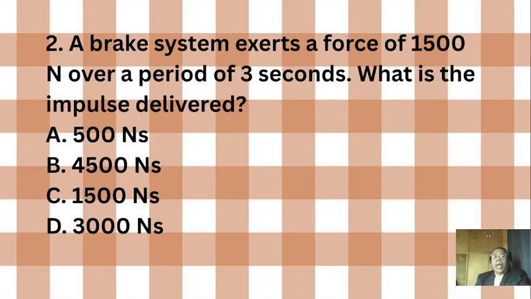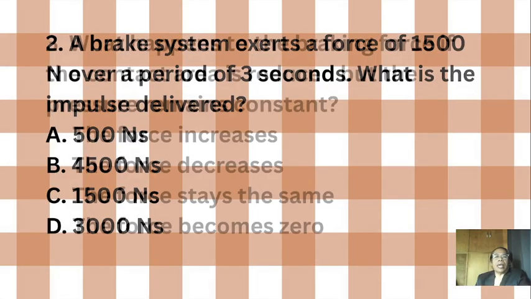Number 2, a brake system exerts a force of 1,500 Newton over a period of 3 seconds. What is the impulse delivered? Letter A, 500 Newton. Letter B, 4,500 Newton second. Letter C, 1,500 Newton second. Letter D, 3,000 Newton second.